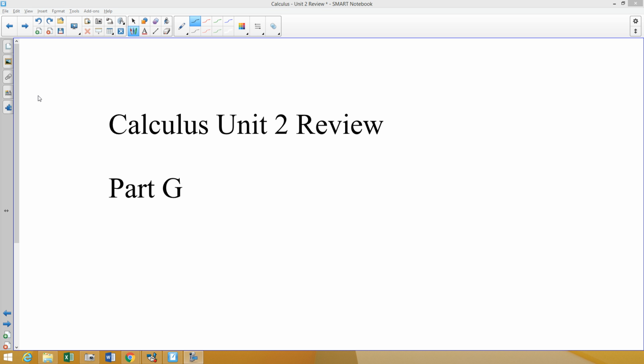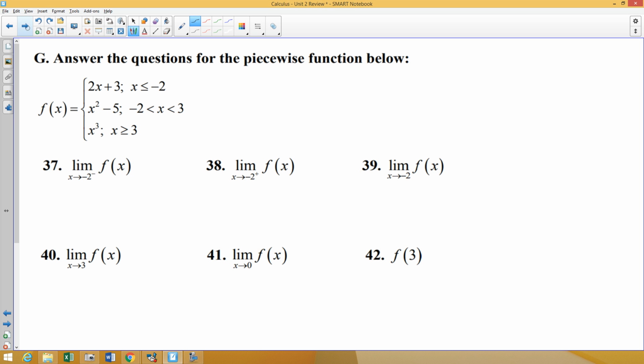Okay, the final part of the review. Let's look at part G, where we have a piecewise function and several limits referring to different sections of this function. So the first one, we're looking at -2 from the left, so we need to find the left side of -2, which is way up here. So this is the left of x equals -2. And so I'm going to plug in -2 to that piece on the left side.